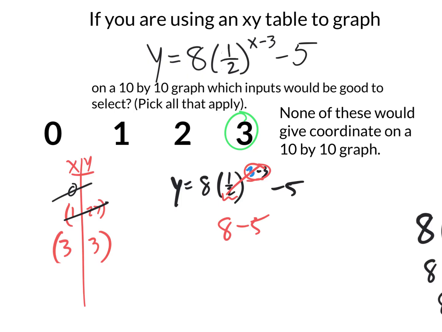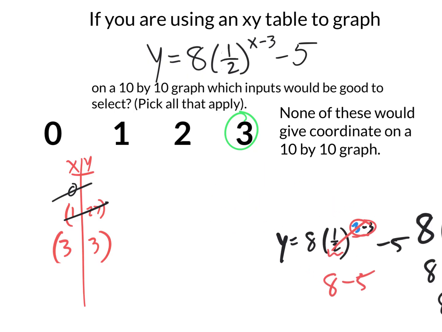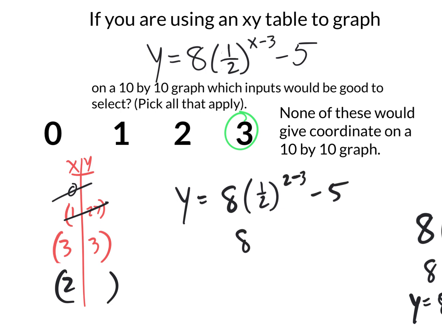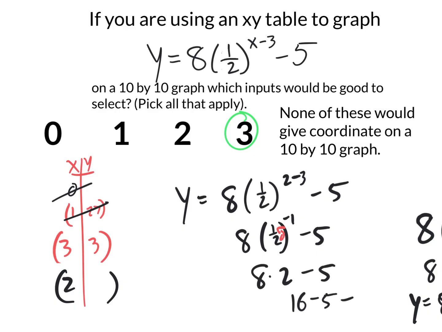2 doesn't work, right? No? Should I show that it doesn't work? Sure. Why not? Let's see, let's try 2. So I'm going to input 2. I'm going to show that it doesn't work. Y equals 8 times 1/2. And I'm inputting the 2 minus 3, then minus 5. That's really 8 times 1/2 to the -1 power minus 5. And that -1 power is going to flip that, and it'll be 8 times 2 minus 5. And that'd be a 16 minus 5. That is 11. So when you plug in a 2, you get out an 11.